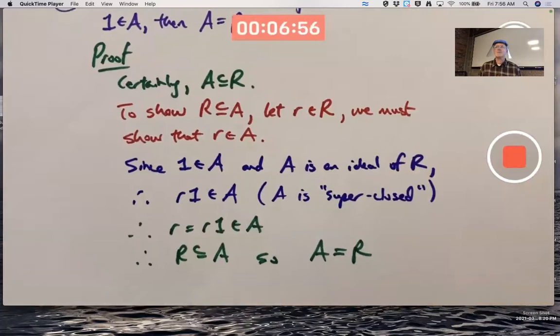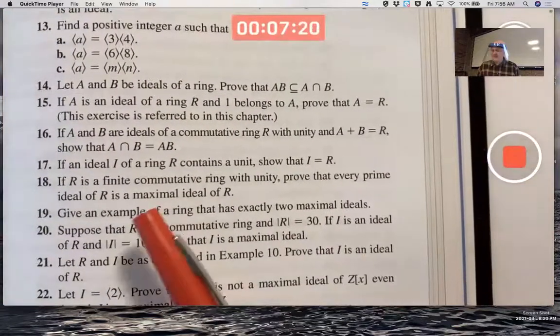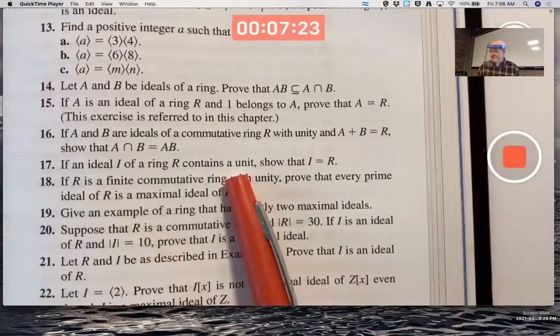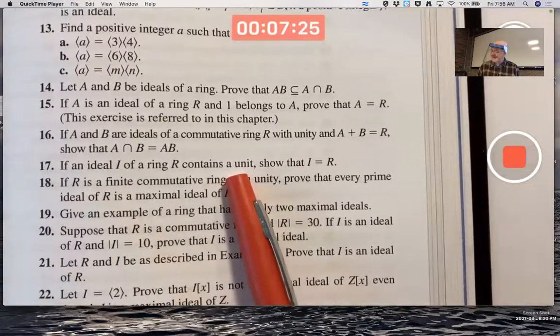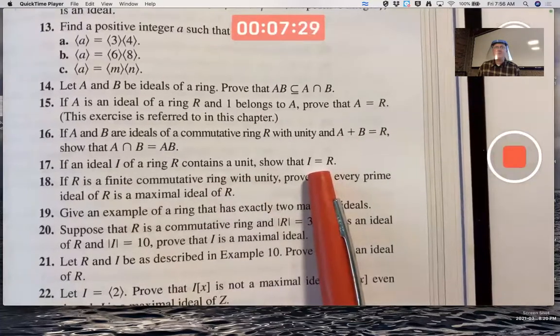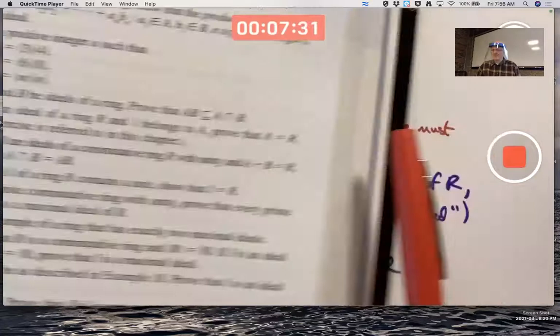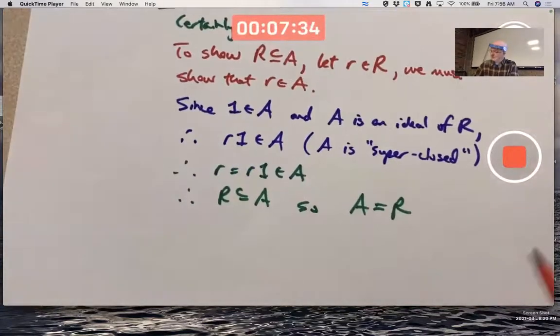Okay. So fairly easy to prove, and pretty important actually as you work through the reading in chapter 14 and later chapters to know that if the unity is in an ideal, the ideal is actually not a proper ideal. It equals the entire ring. Again, number 17 is similar. If an ideal contains a unit, which would necessarily imply the ring contains a unity, then the ideal has to equal the whole ring as well. I'm not going to do a formal proof of that for sake of time, but just think about it here.